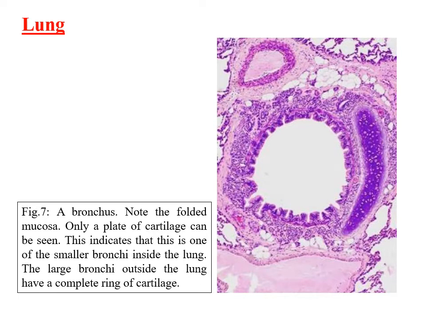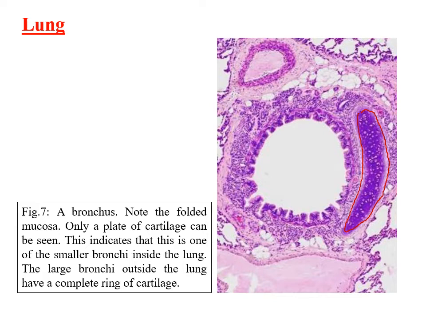Now we get inside the lung. First, we see the bronchus. Now, this is a bronchus. Since we can see cartilage, this is still a bronchus, but we only see a plate of cartilage. This indicates that this is one of the smaller bronchi that are found inside the lungs.